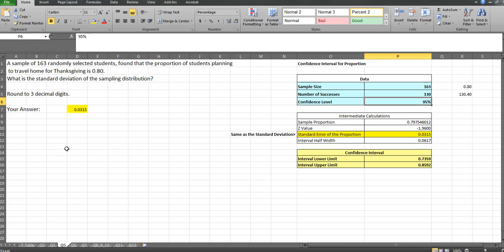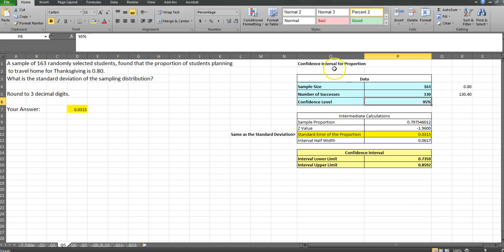For question 5, now this is a little tricky. You have to do one minor computation before you can use the template here that I have on the right side of the screen. It's asking, there's 163 randomly selected students, find the proportion planning to travel home for Thanksgiving, given that it's 80%. What's the standard deviation? What you need to know, first off, is the standard deviation of a sample is equivalent to the standard error of the population.